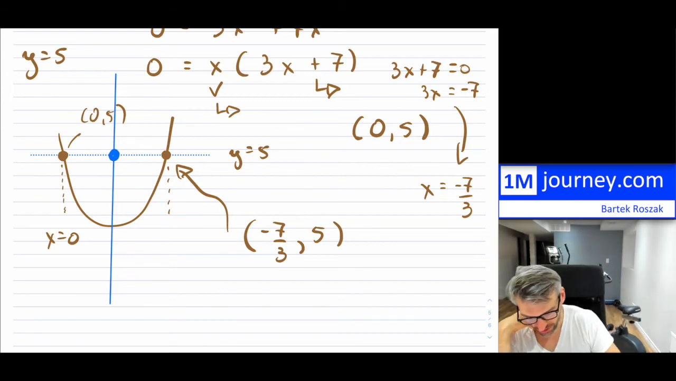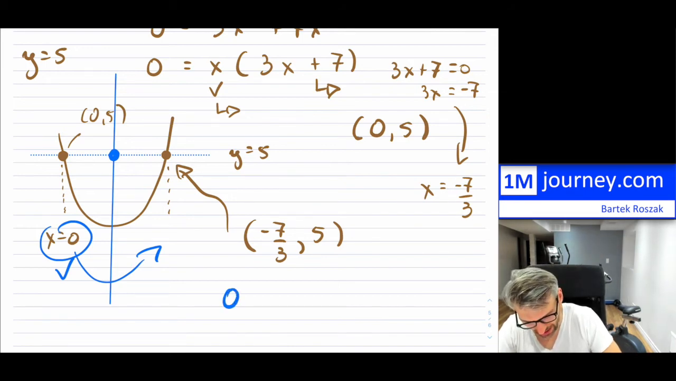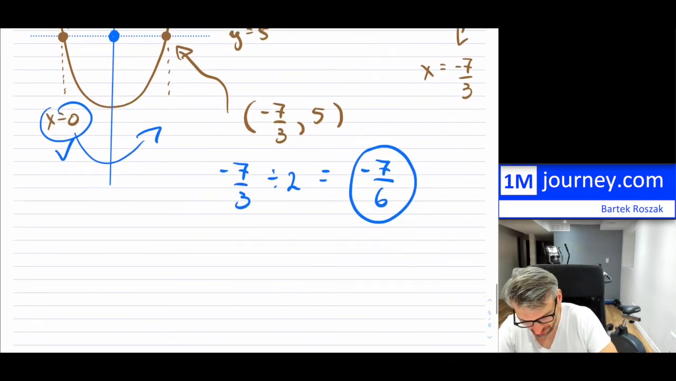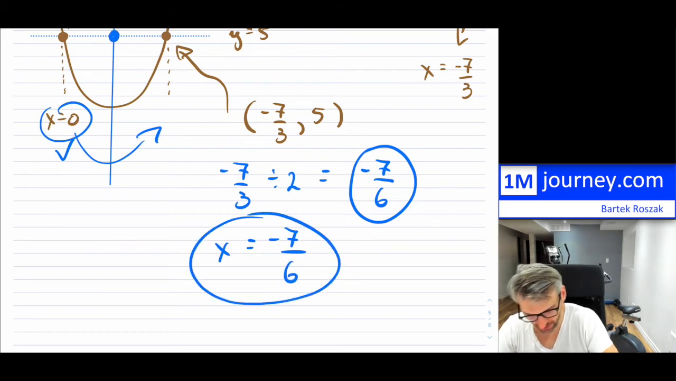Now adding the 2 points, that's just 0 for x, and then negative 7 over 3. I guess these things are swapped. So x equals 0 is actually here because this is negative. And so I'm going to have negative 7 over 3, now divided by 2. If I'm dividing this by 2, it's going to give me negative 7 over 6. That is my line of symmetry right there.